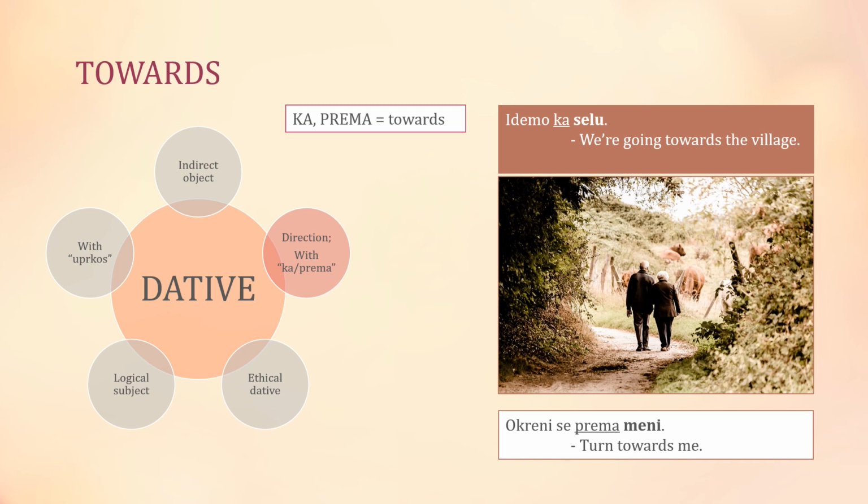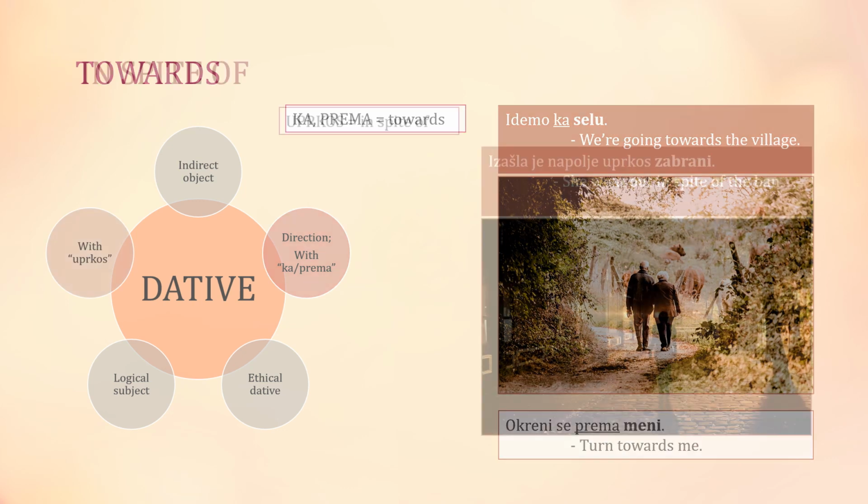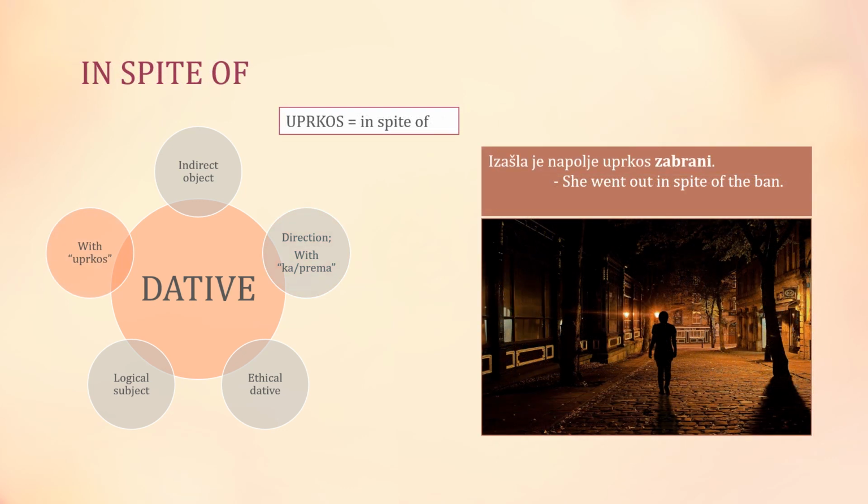Here's another one. Okreni se prema meni. Turn towards me. There's meni being in dative. Okreni se prema meni. Uprkos means in spite of, despite. When you say uprkos nečemu, in spite of something, that something is going to be in dative. Izašla je napolje uprkos zabrani. She went out in spite of the ban.